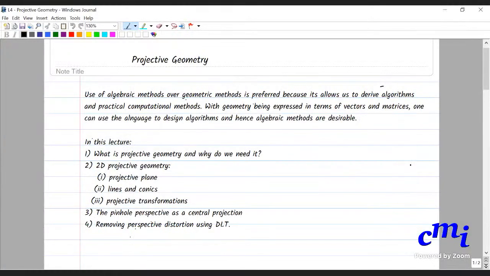So we will talk a little bit about projective geometry, because this is the model used for the mathematical modeling of the imaging process. Now I'm going to assume that nobody in this class has ever heard of projective geometry. That is going to be my assumption. And so if you have already heard about it and you are comfortable with it, then you need to bear with me.